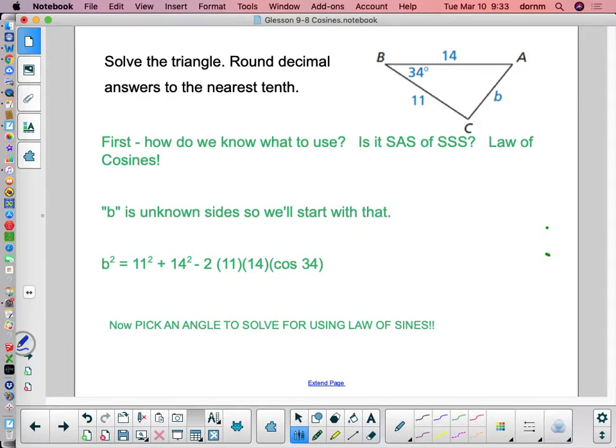Which version of the law of cosines do I want to use? Well, that is determined a lot by the angle that we know. We know angle B. Then this, by the way, is side A, and this is side C. I do like to label them so they don't get confused.